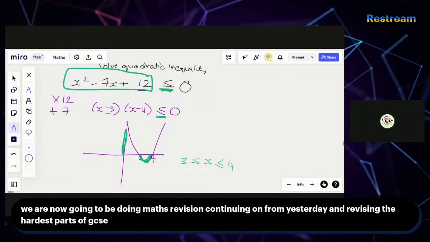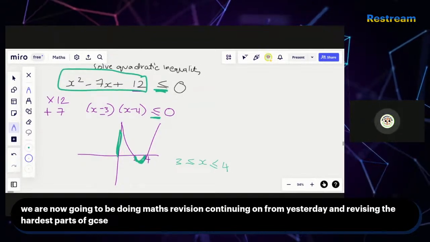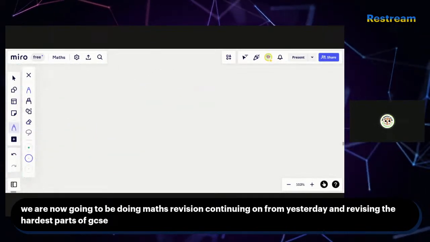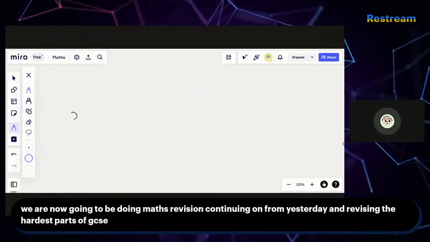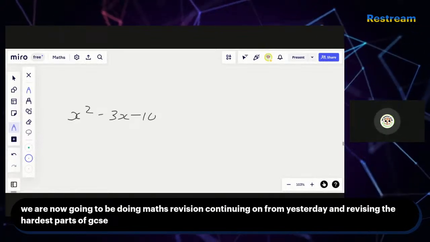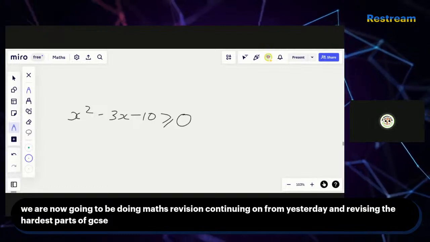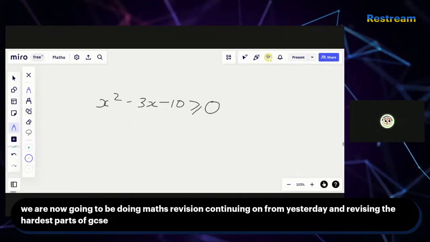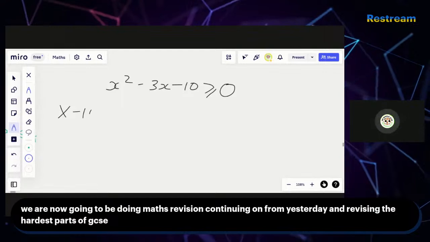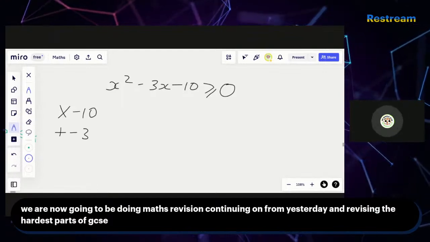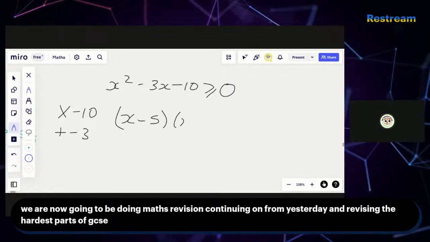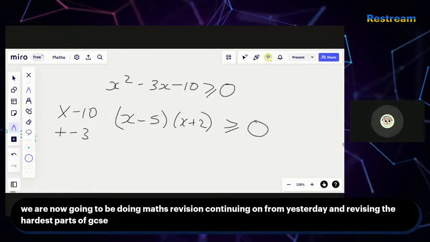Okay. Now let's look at another type of quadratic inequality. Here, the quadratic inequality looks like this. So solve x squared minus 3x minus 10 is greater than or equal to 0. Now, as we do normally, we factorize first. So find two numbers that multiply to get minus 10 and add to get minus 3. Those two numbers are minus 5 and plus 2. So x minus 5 and x plus 2 is greater than or equal to 0.